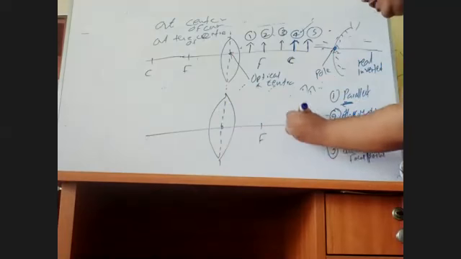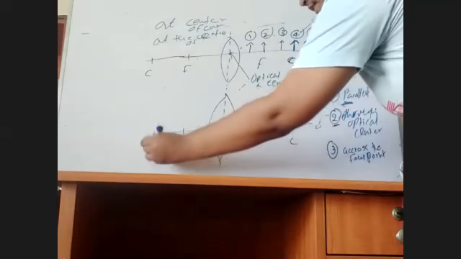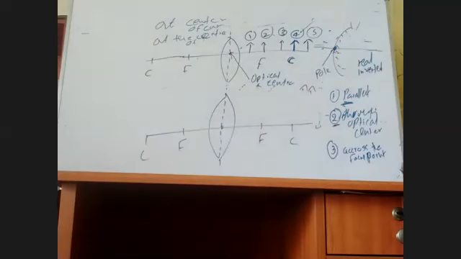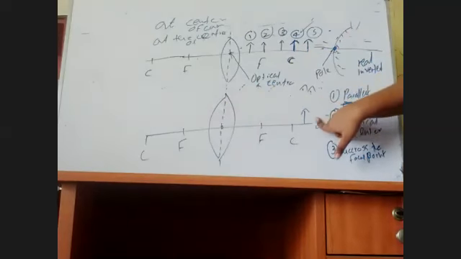This is the focal length. This is the center of curvature. This is the focal length. This is the center of curvature. So, now the object is placed beyond the center of curvature. That means away from the center of curvature.